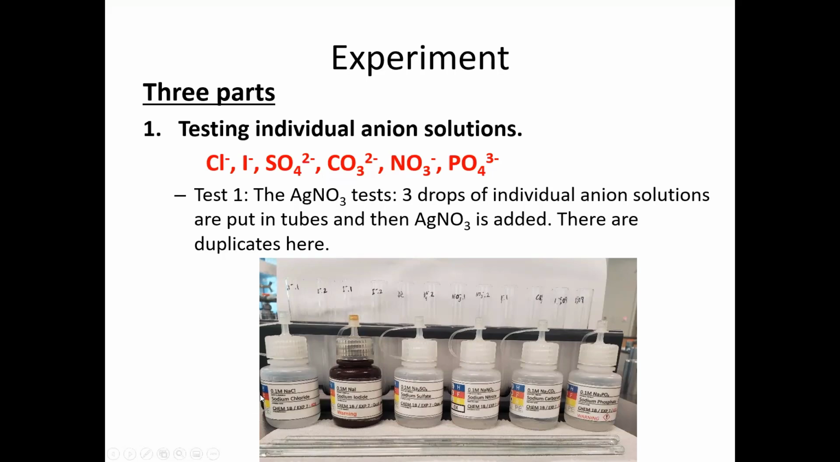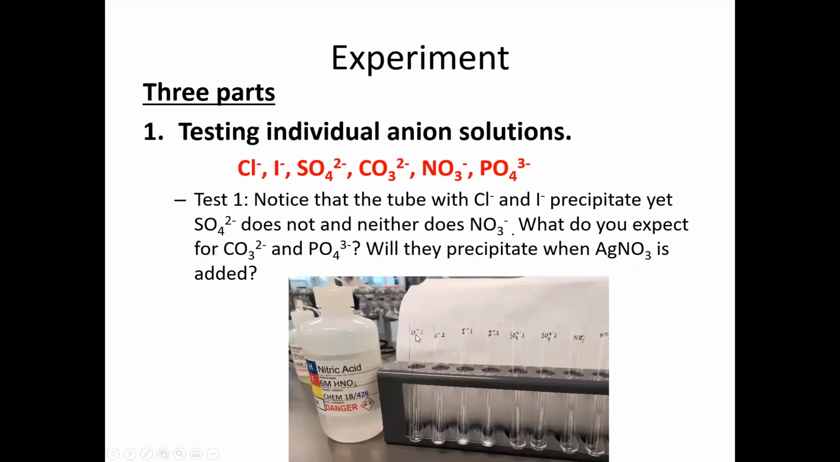If you remember what type of anion would react with silver plus, then you can expect a certain reaction to happen in some of the test tubes. For example, if you look at the chloride and iodide here, they should have a precipitate, right? If you remember the solubility chart, silver chloride and silver iodide are not soluble in water, so you have precipitates here. What about carbonate and phosphate?